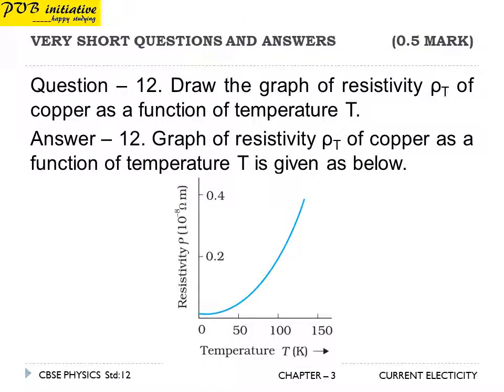Question 12. Draw the graph of resistivity rho T of copper as a function of temperature T. Answer 12. The graph of resistivity rho T of copper as a function of temperature T is given below. According to the graph, it is clear that as temperature increases, the resistivity of copper also increases.